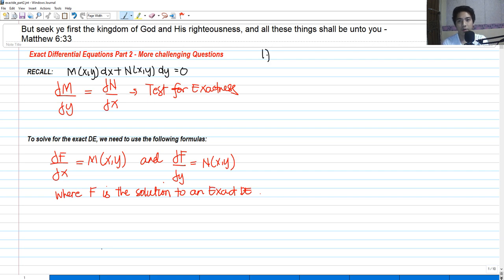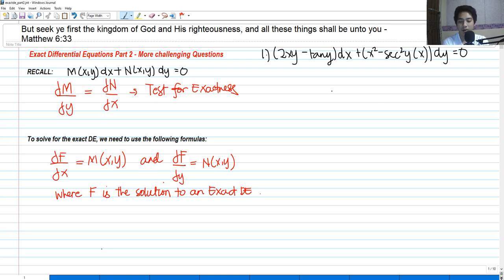So let's have number one. For number one, we have (2xy minus tangent of y) dx plus (x squared minus x secant squared y) dy. Note that this x is not inside of the secant squared y.